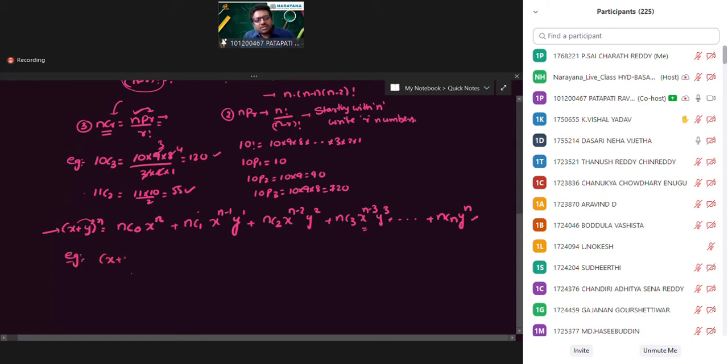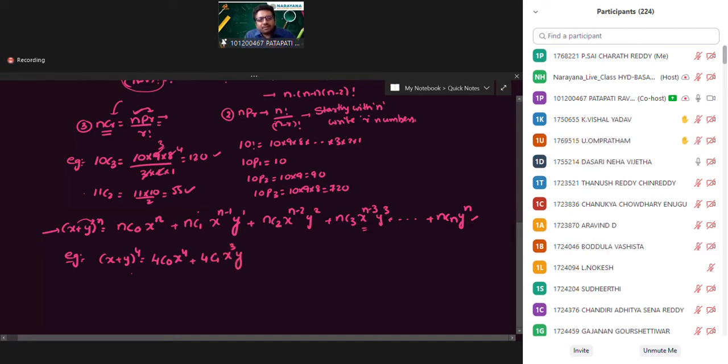So let us take an example. What is (x plus y) whole power 4? It is nothing but 4C0 x power 4. Okay. 4C1 x cube y. The power of x decreases, the power of y increases. 4C2 x square y square. 4C3 x y cube plus 4C4 y power 4.